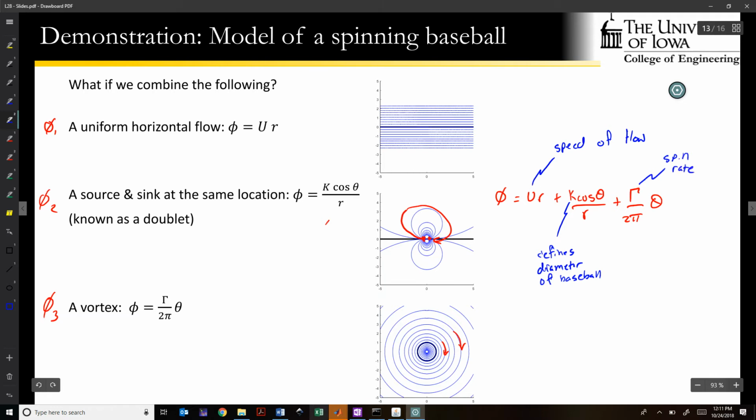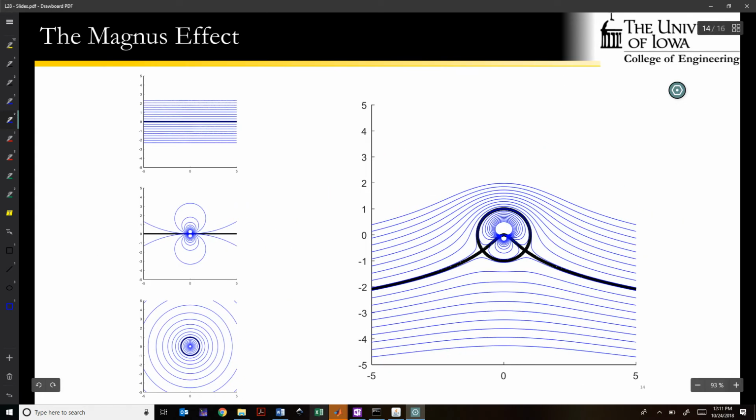And if we sum them all up, what we get is something that looks like this. So these shown here are streamlines. The thick black streamlines are ones where I've said that these are what are known as stagnation streamlines.